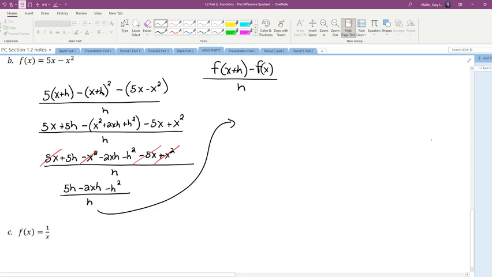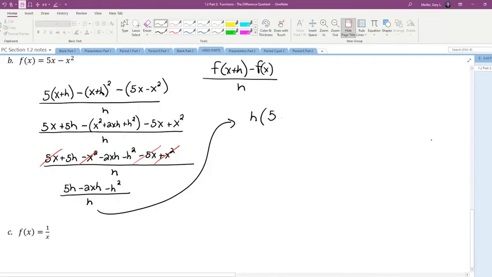I'm going to factor an h out of every term on the top. Here's a little secret. If you get to this stage and you cannot factor an h out of everything on top, then you've done something wrong. Likely it's a negative issue or you didn't do the shortcut right for squaring a binomial.